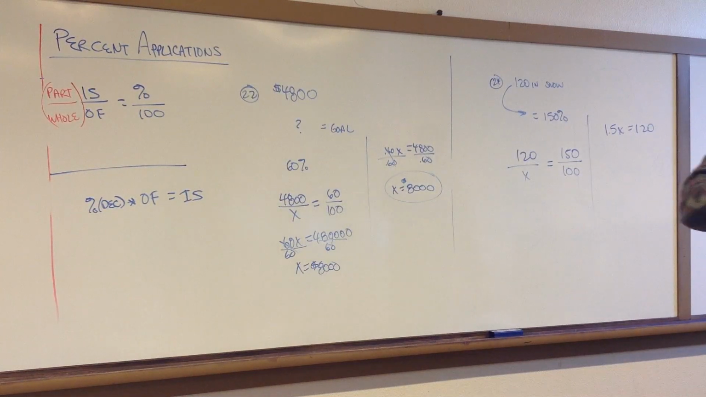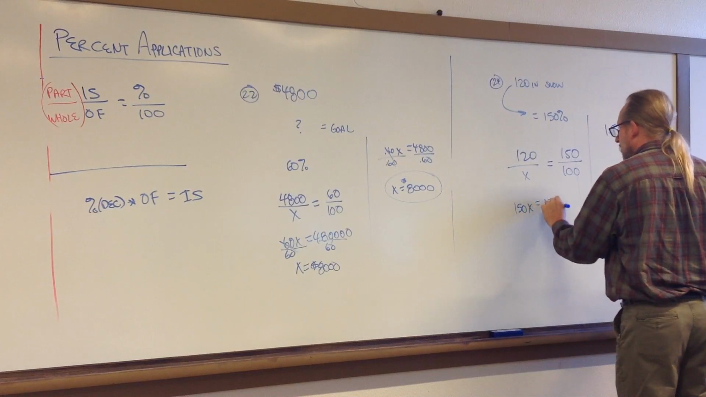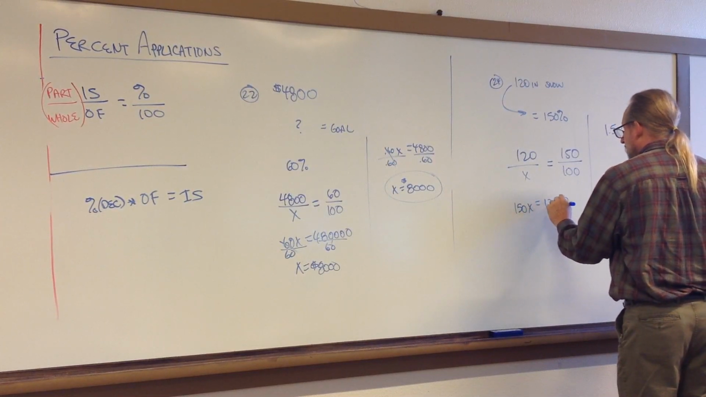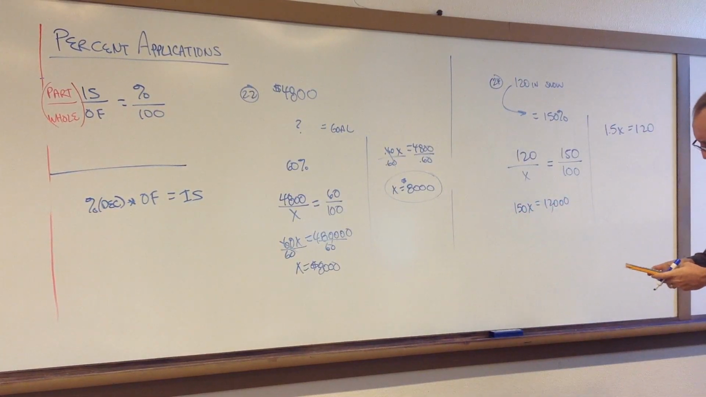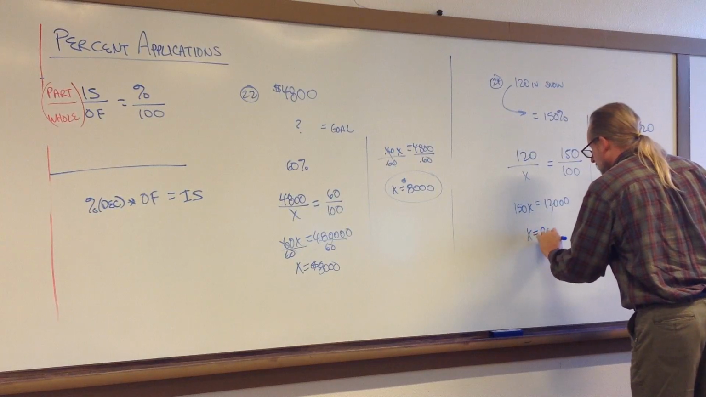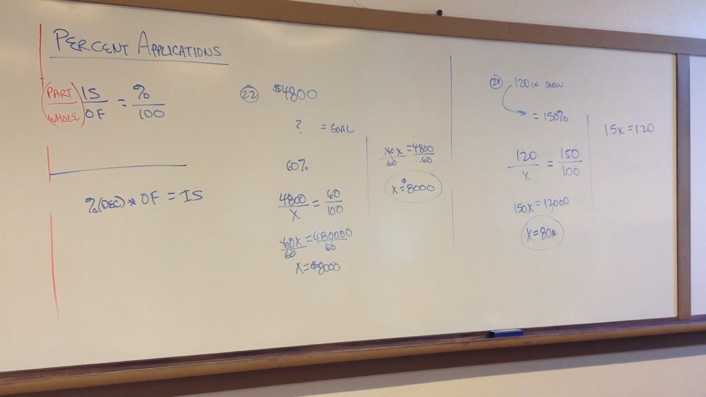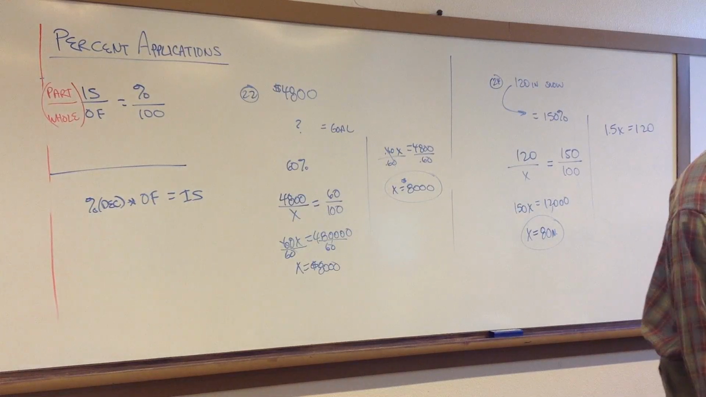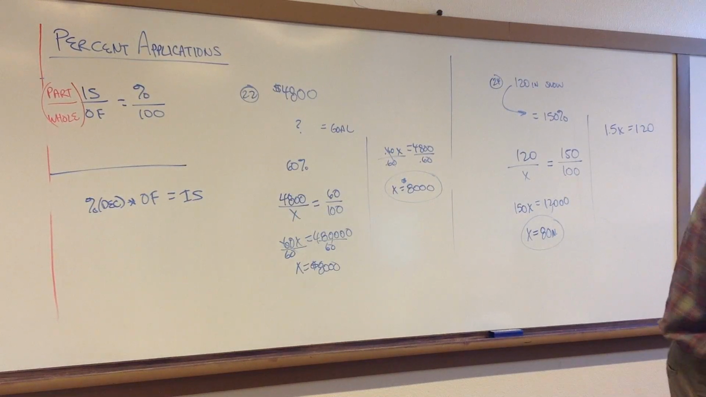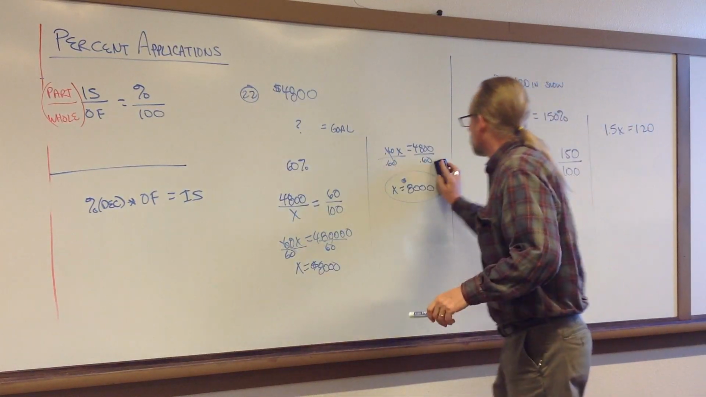All right, so let's see. If we solve this one, we've got 150x is 120 times 100, and then we do 12,000 divided by 150, and so x equals 80 inches of snow per year is the standard snowfall for Flagstaff, Arizona. Okay, we've got a couple more to look at.